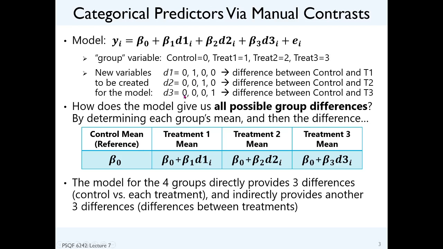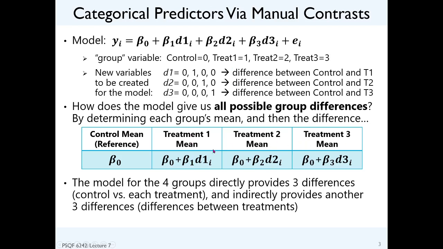Given this coding scheme, that corresponds to the predicted outcome for the control group. Beta 1 is going to give us the difference of how the treatment 1 group differs from control based on my coding scheme here. And so to get the treatment 1 mean, we would add the intercept for the control plus how control and treatment differ, which gives us beta 1. So beta 0 plus beta 1 equals the treatment 1 mean. The same thing happens for the two other groups using their respective contrasts.